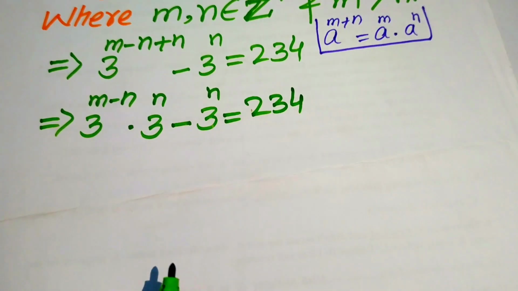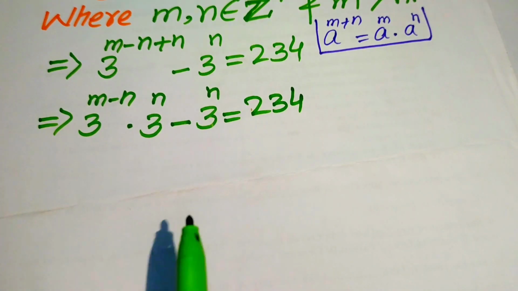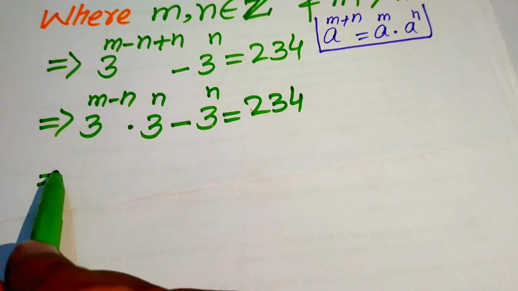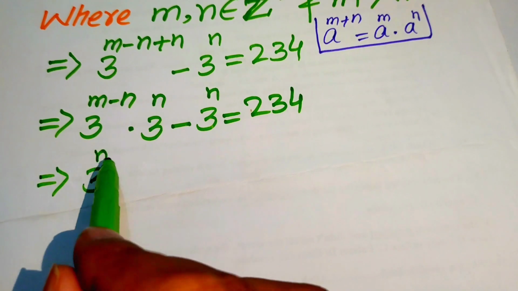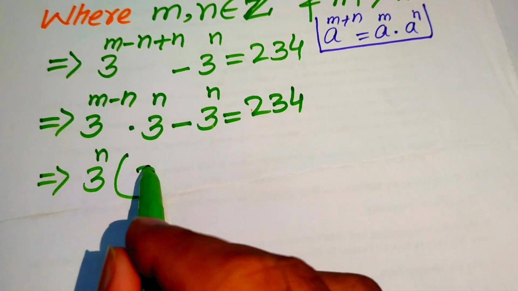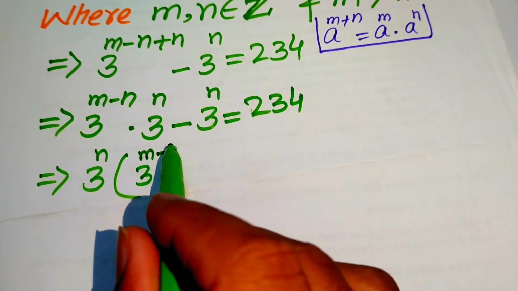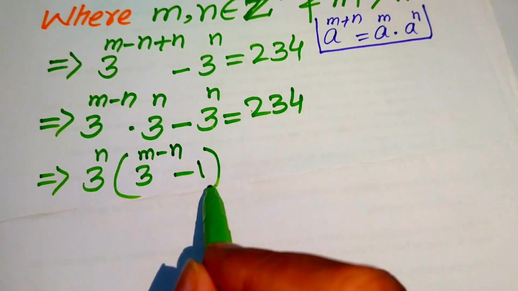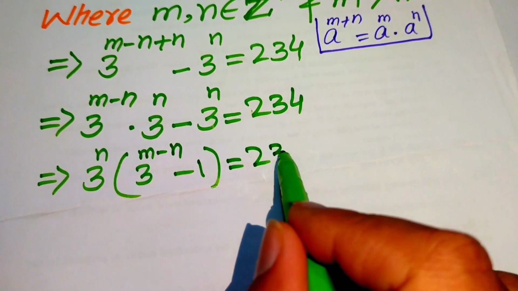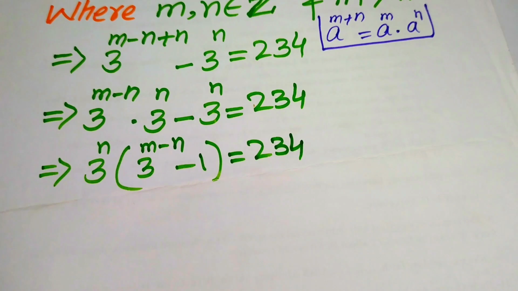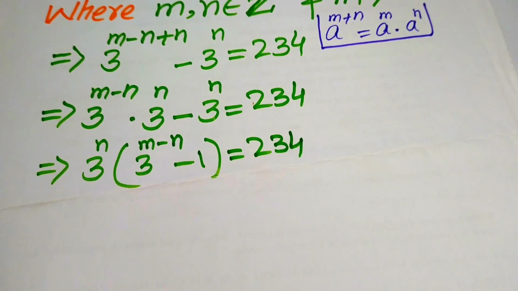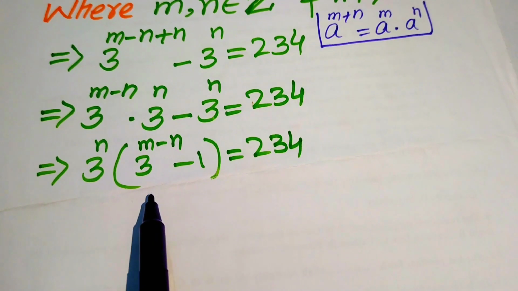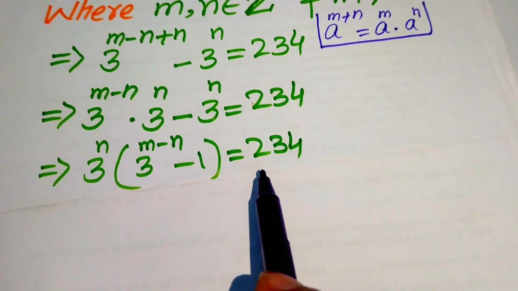So in the next step, you see here we have 3 to the power of n as a common factor, so we take it common and write the remaining terms as 3 to the power of m minus n minus 1 equals 234. Now focus on the left hand side: we have two factors multiplied by each other, and similarly in the right hand side we have only one factor.